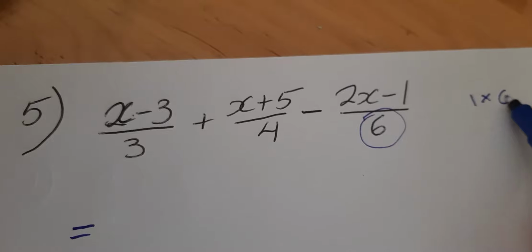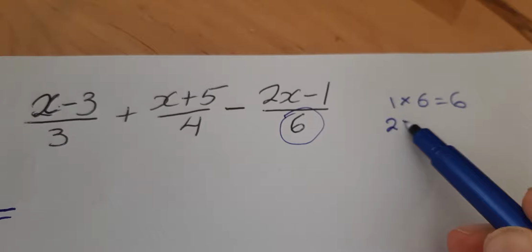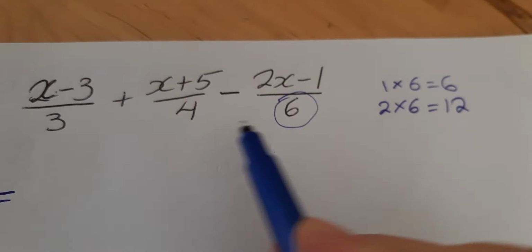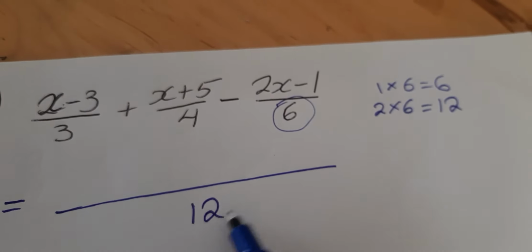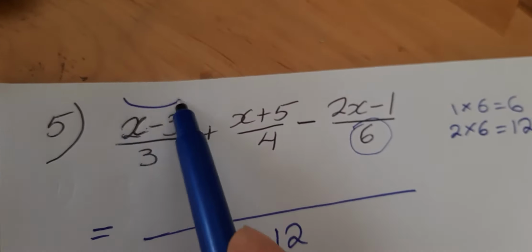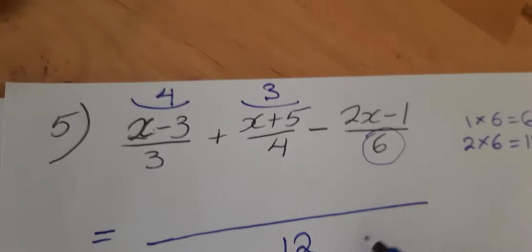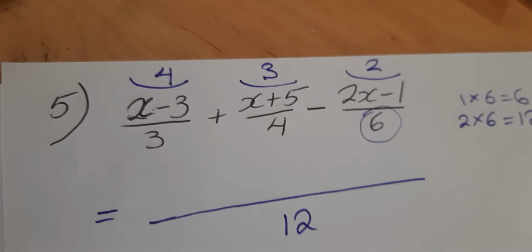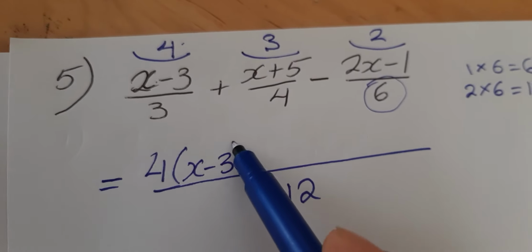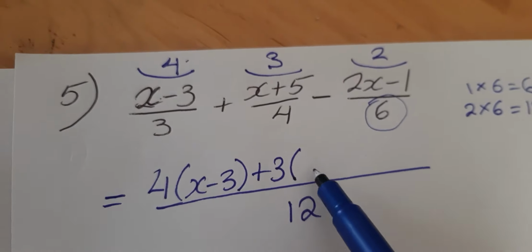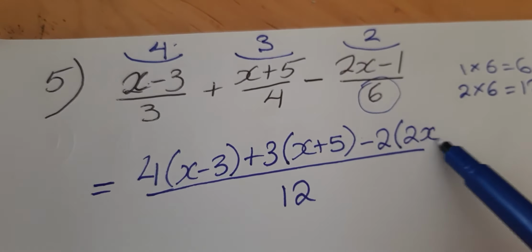So 1 times 6 is 6. We said only the 3 goes into the 6. The 4 doesn't. So let's try 2 times 6. 2 times 6 is 12. Does the 4 go into 12? Yes, it does. So 12 is the lowest common denominator. 3 goes into 12 4 times. 4 goes into 12 3 times. 6 goes into 12 twice. And now we proceed. 4 times x minus 3, plus 3 times x plus 5, minus 2 times 2x minus 1.